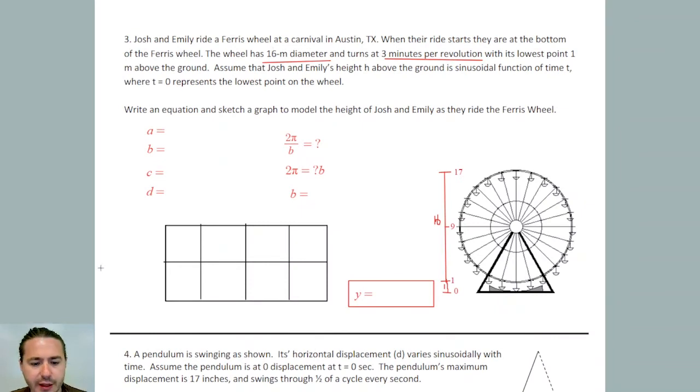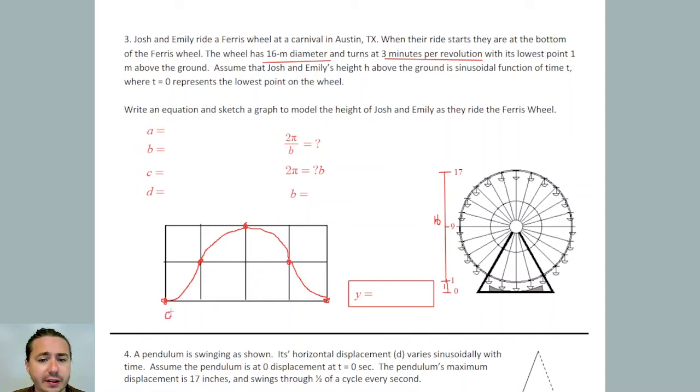Okay, so let's start labeling everything that we have. It says t equals 0 represents the low point on the wheel. So the way that's going to be a little different from the last one is since we're starting at a minimum, our a value will be negative because we have a negative cosine graph. Just make a note that your a value will be negative here when we take the amplitude into consideration. But so here's time equals 0.